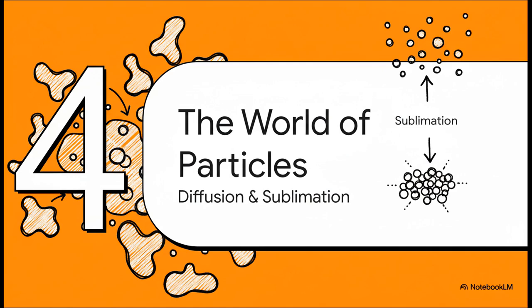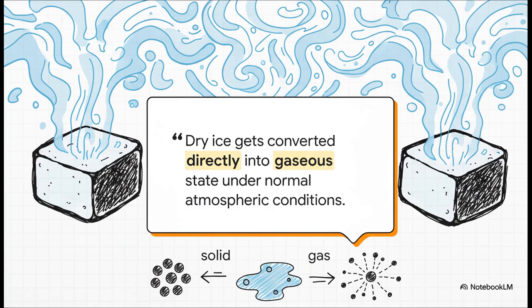Okay, for our last section, let's touch on a couple of other really cool ways particles behave, like how they can mix all by themselves, and how sometimes they just skip a state altogether. And that brings us to this idea, dry ice. You've seen it, right? It's that smoky stuff. That's a perfect example of something called sublimation. See, dry ice is just solid carbon dioxide, and it never melts into a puddle. It just goes straight from being a solid block into a gas. And that's sublimation, the direct jump from solid to gas.